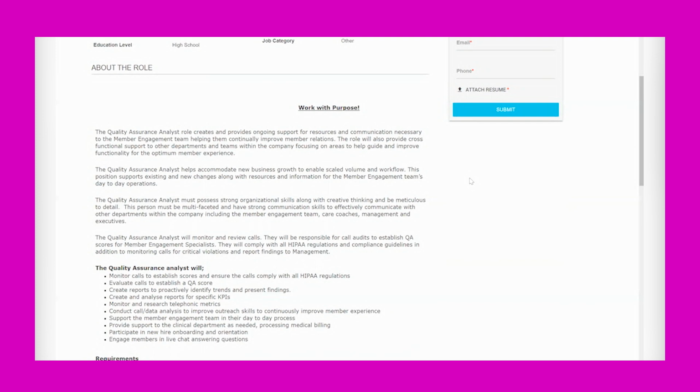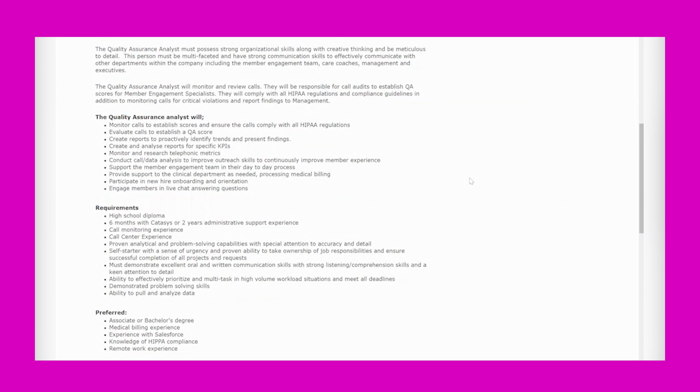The quality assurance analyst must possess strong organizational skill along with creative thinking and be meticulous to detail. This person must be multifaceted and have strong communication skills to effectively communicate with other departments within the company, including the member engagement team, care coaches, management, and executives. The quality assurance analyst will monitor and review calls. They will be responsible for call audits to establish QA scores for member engagement specialists.